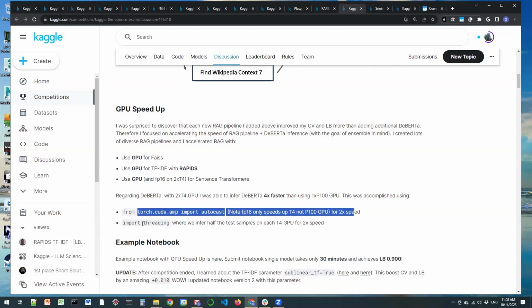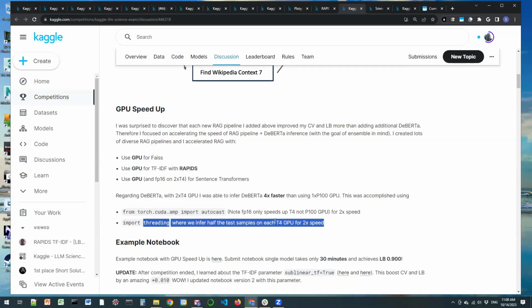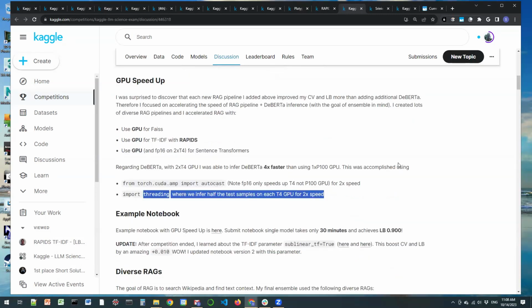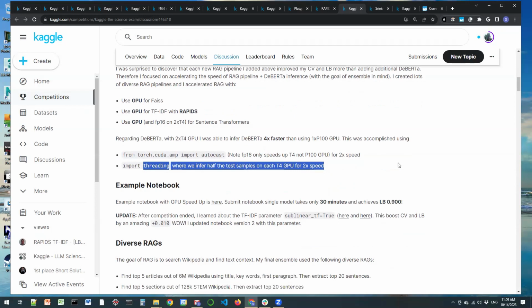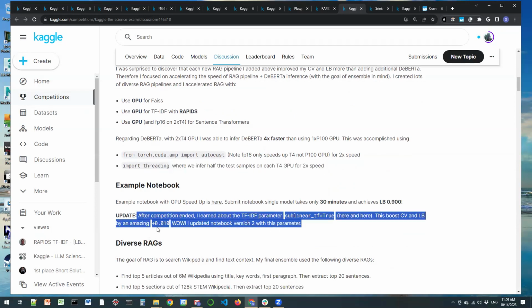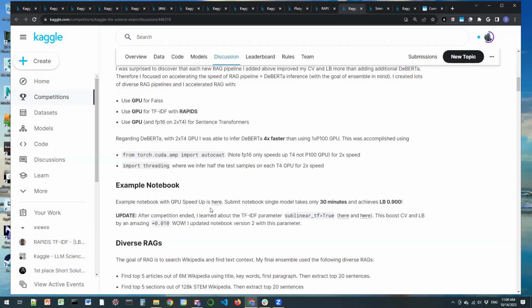2x speed, and this is spreading the data around. And then this thing that we just saw improves by 0.01, which is really pretty significant. That high rank.